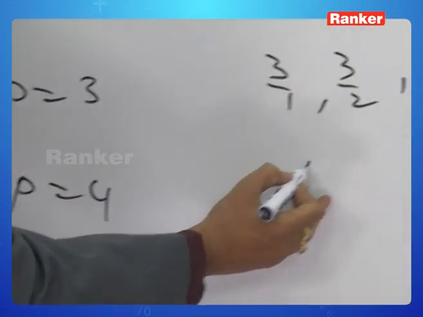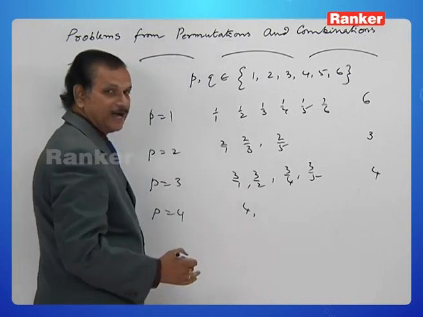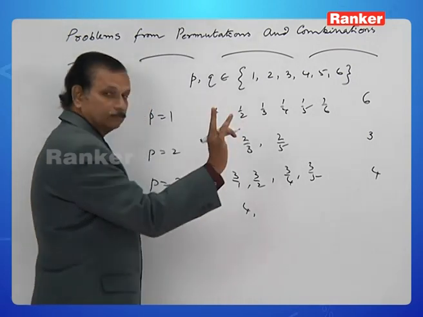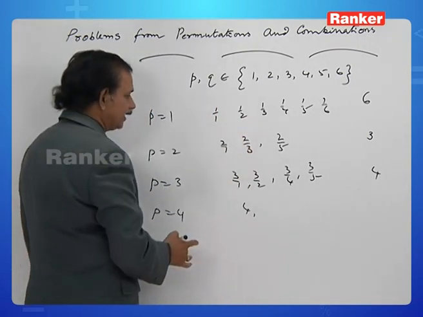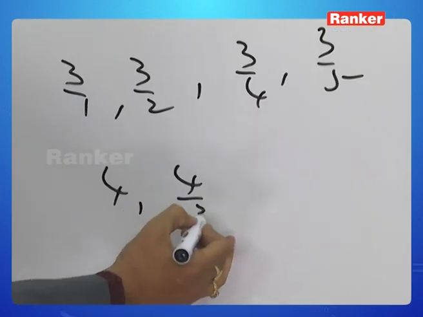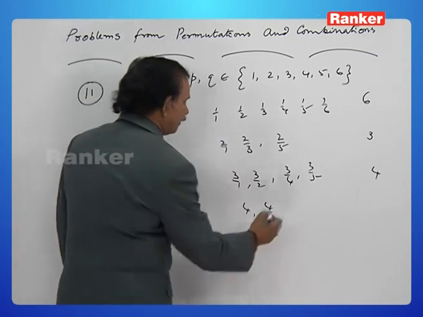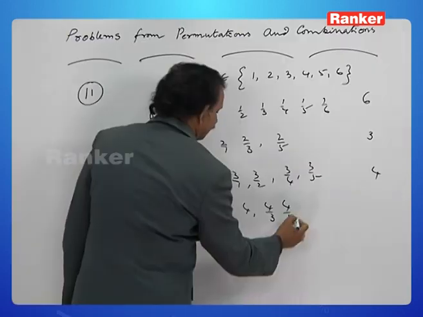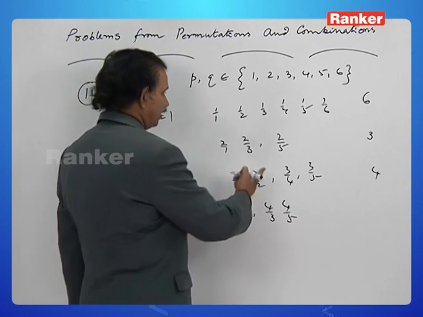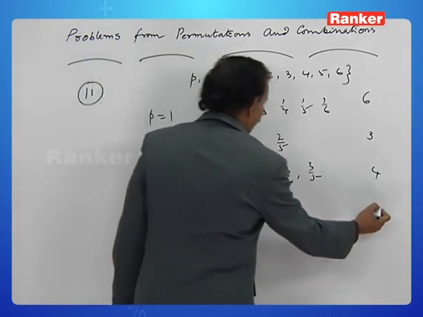Suppose P is equal to 4. What happens? 4 by 1, okay. 4 by 2, it is 2, no, it has already been counted. 4 by 3, okay. 4 by 4 does not come under count, 4 by 4 is 1. 4 by 5, no problem. 4 by 6, it is 2 by 3, already counted. Therefore, how many are they in number?